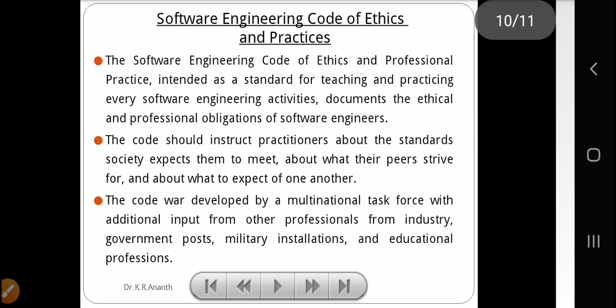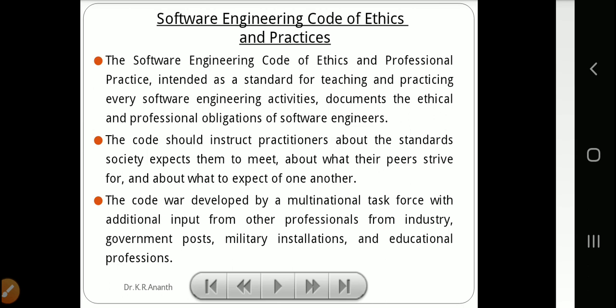The next topic is the software engineering code of ethics and professional practice. Every software engineering code of ethics and professional practice is intended as a standard for teaching and practicing software engineering activities, to document their ethical and professional responsibilities. The code should be instructed as a standard. The task force should be professional.